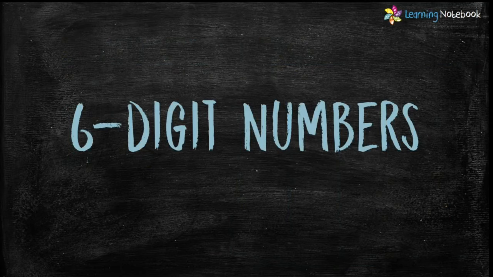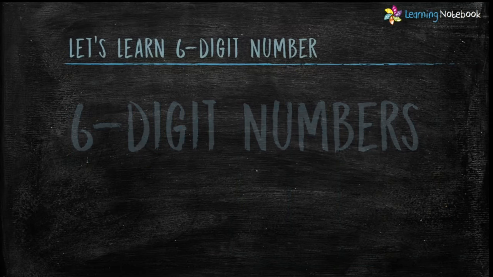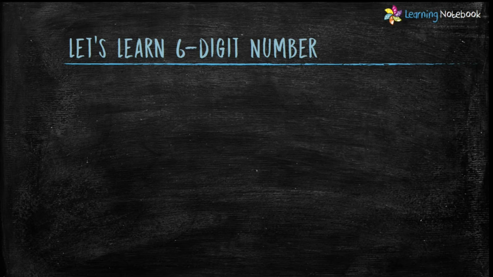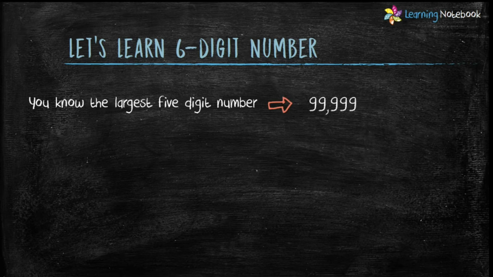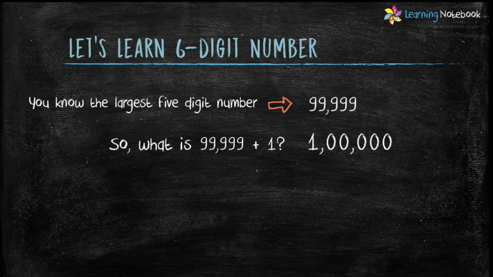Students, we have now learned 5-digit numbers. Let's proceed to learn 6-digit numbers. We already know that the largest 5-digit number is 99,999. So the question is, what is 99,999 plus 1? It is 100000, or we call it 1 lakh. This is the smallest 6-digit number.